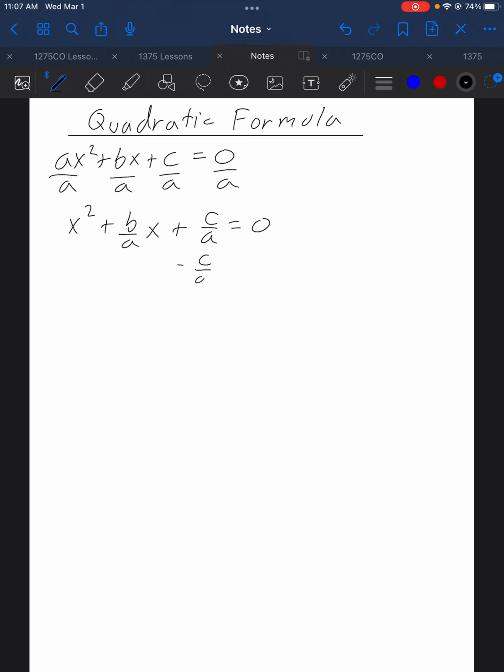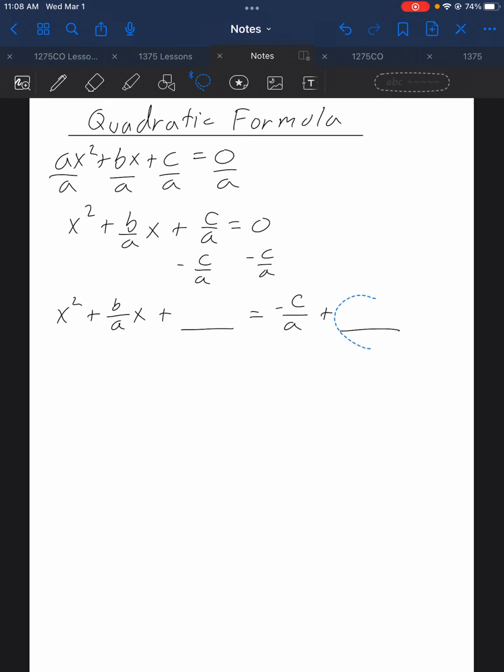So if we subtract this constant value, c over a, from both sides, we get x squared plus b over a times x. And remember, when we complete the square, it's important to leave blank spaces because we're going to need to fill something in here and here. And what we fill in is going to be this term, b over a divided by 2, and then raised to the second power.